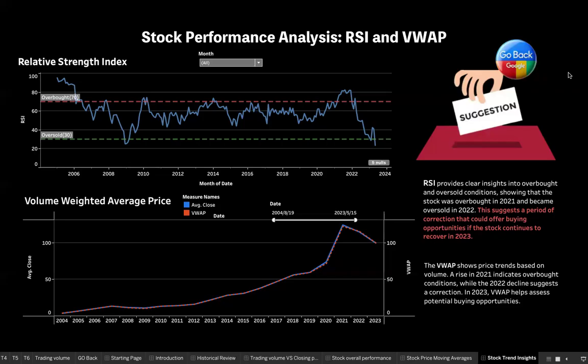So by using both RSI and VWAP, we can better understand market trends and stock performance. Those indicators highlight opportunities for strategic buying if the stock continues its upward trend.